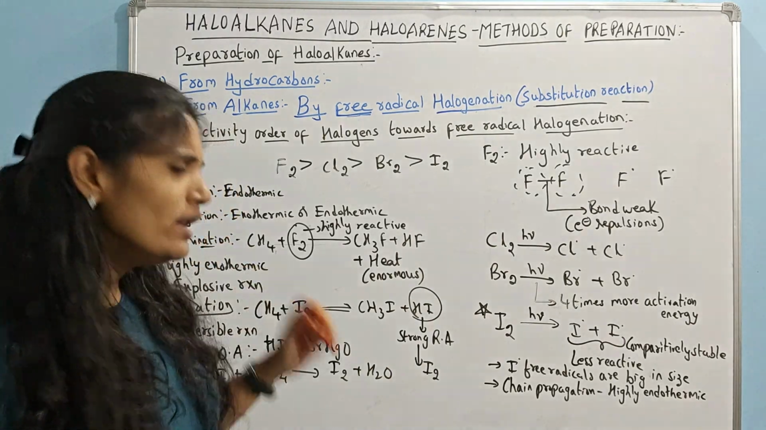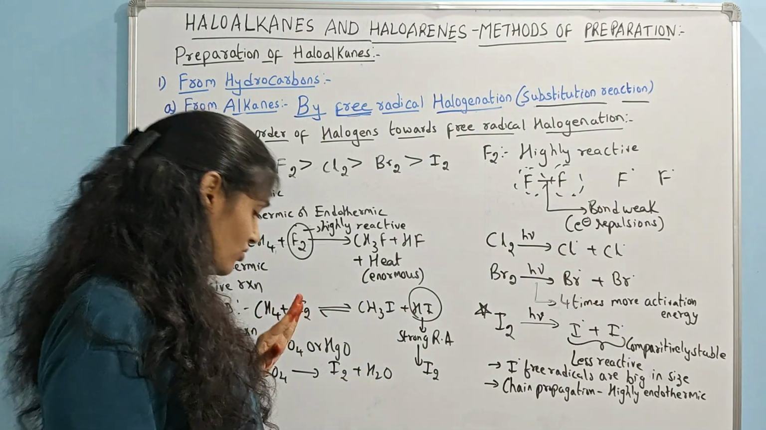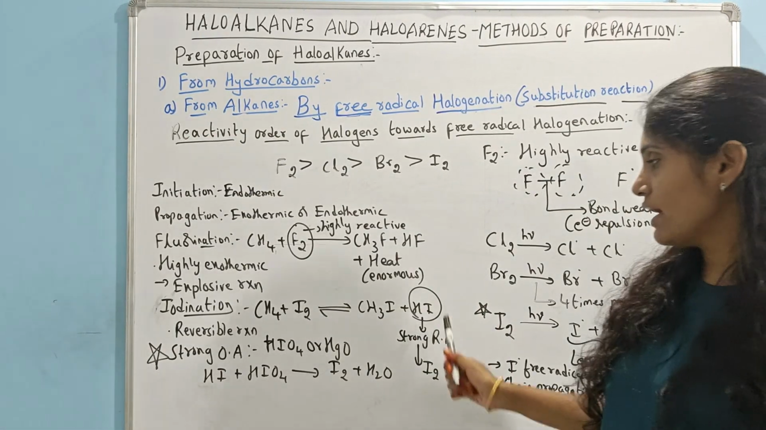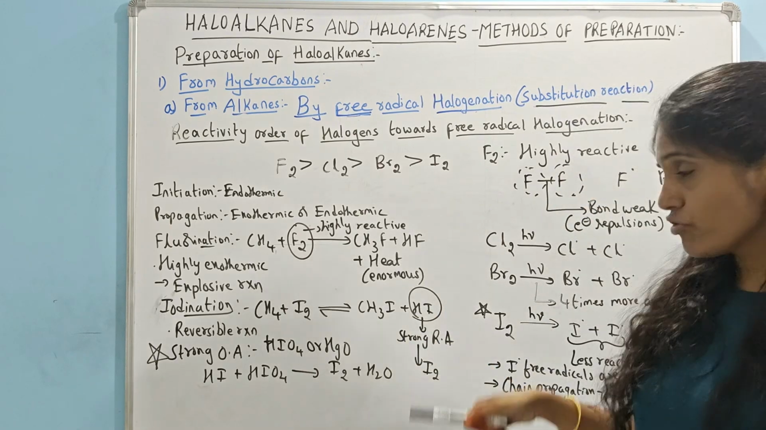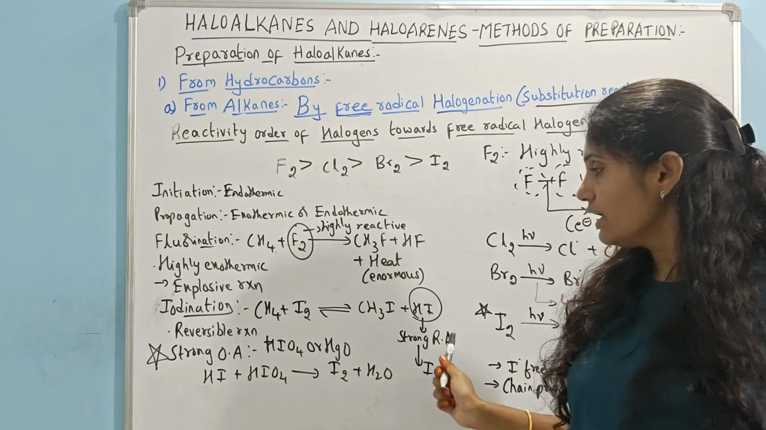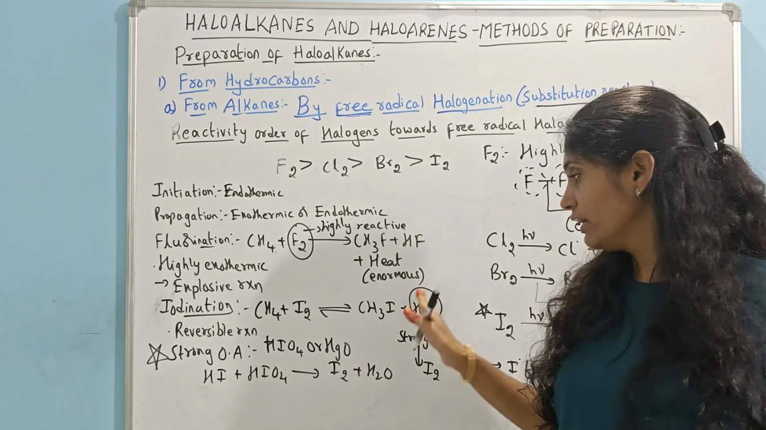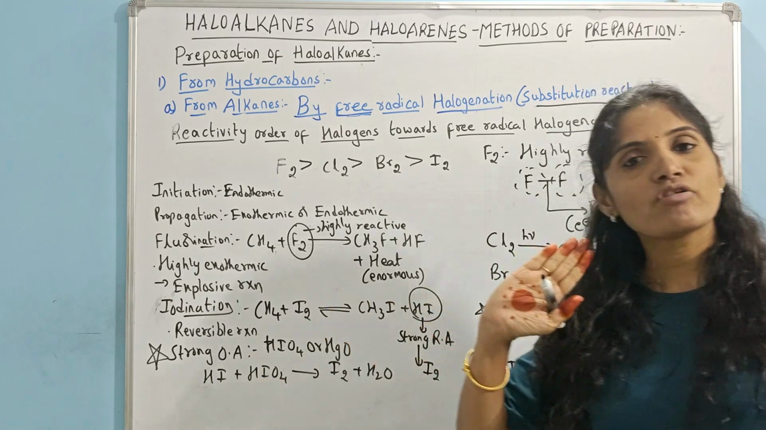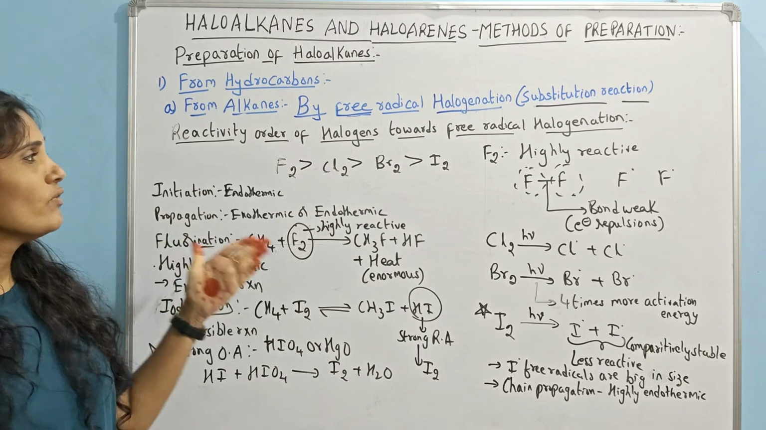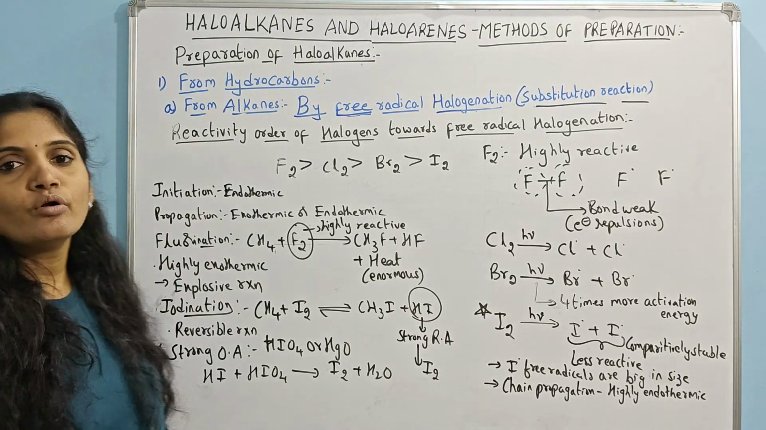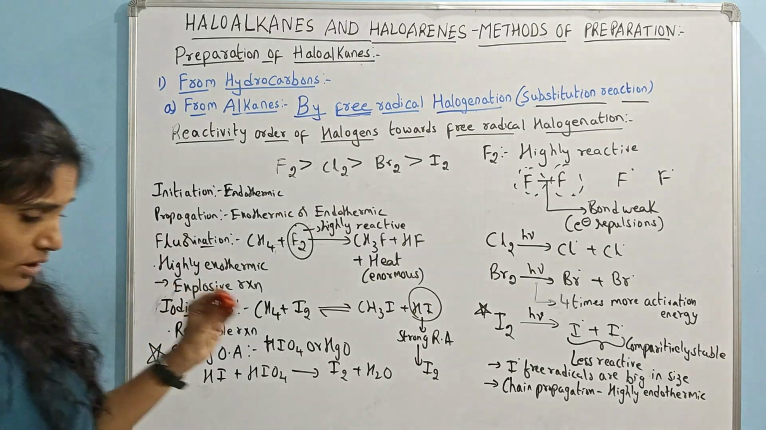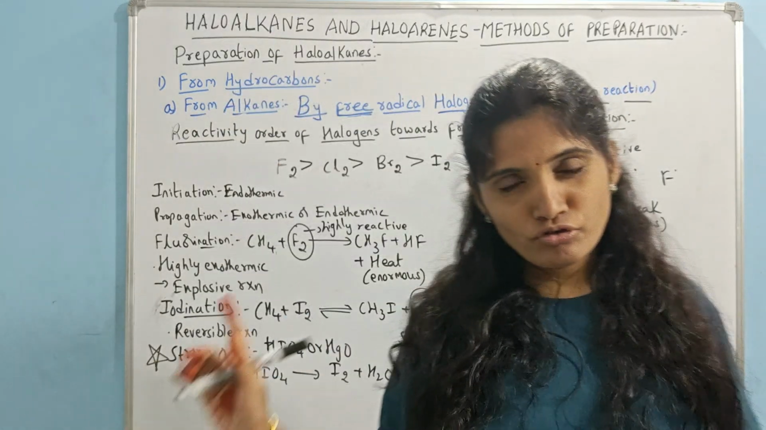Now this is how iodination works. It is a very slow process, but even if it is taking place, it is a reversible reaction. To avoid the reversibility, why is it going reversible? First of all, because HI is a strong reducing agent. To avoid this, we can treat HI with a strong oxidizing agent so that it gets converted to I2 and the reversible reaction can be hindered. So this is how the different halogens show their reactivity towards free radical halogenation reactions. These are the points. Hope you understood all the points.